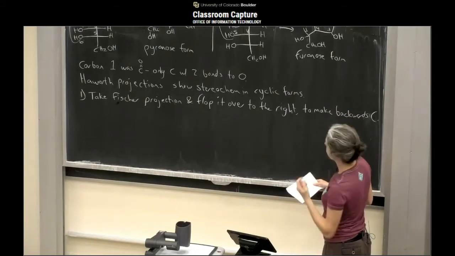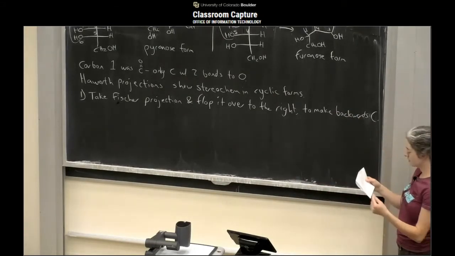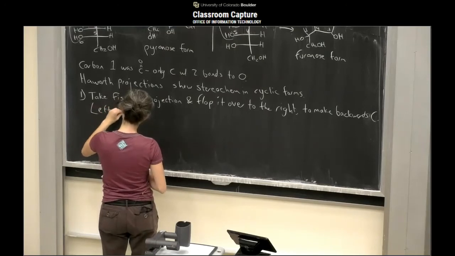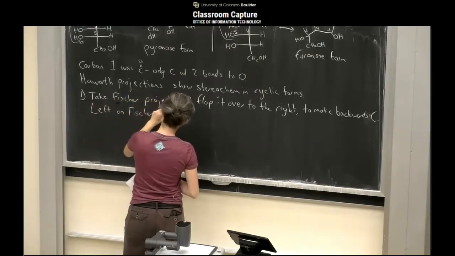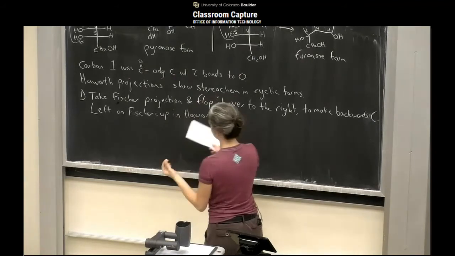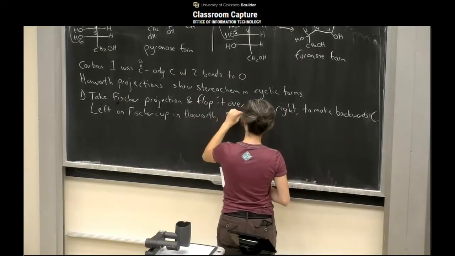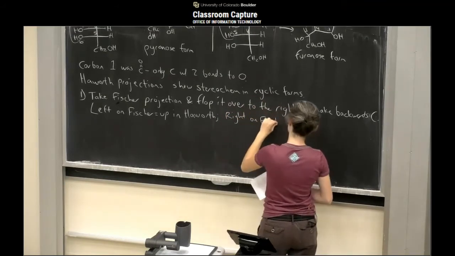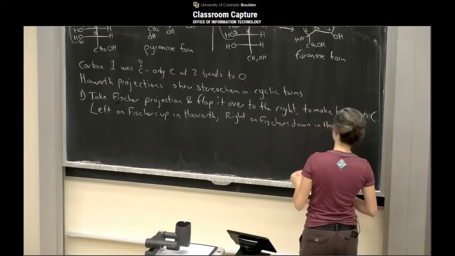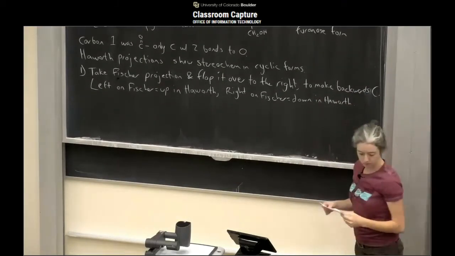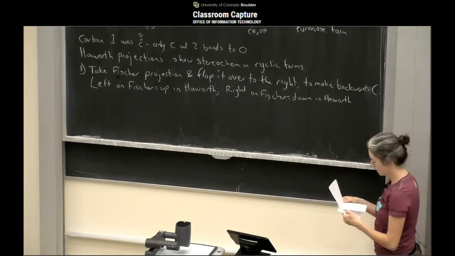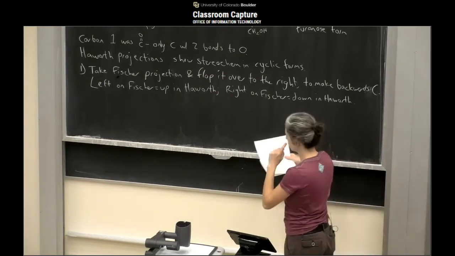Okay, so what that means for our stereochemistry is that any groups that were on the left in the Fischer projection end up pointing up in the Haworth projection. And conversely, right on the Fischer projection means down in Haworth. Okay, in the notes I have all the instructions and demonstrations of how to do this. I'm going to work through one example instead as we go along.